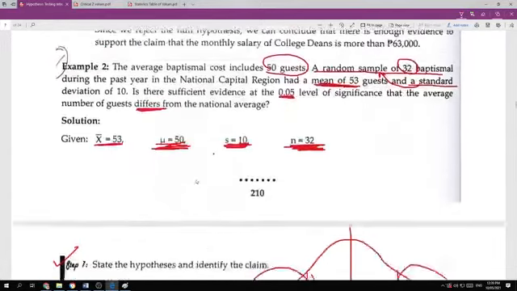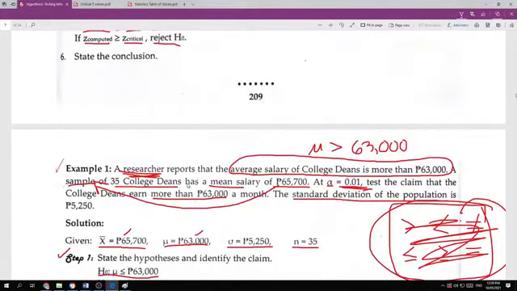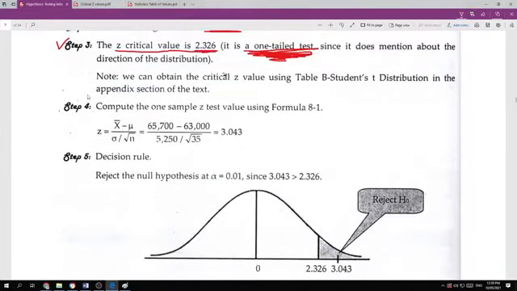Now, let's continue. Let's go back to the previous problem. Problem number 1. Now, let's compute the z. So, using this formula, this is given already in your notes. So, we have the sample mean, this value here. We have the population mean, this one. This is the standard deviation of the population and the n. So, computing this, you already know how to use this to compute z because nag-discuss na tayo sa pag-compute ni z. You will be getting this value.